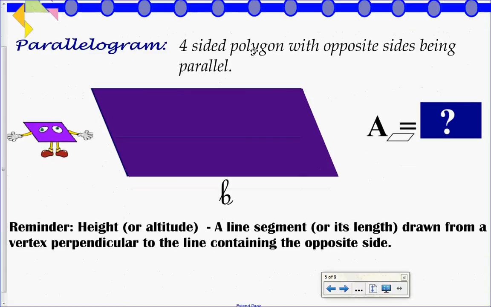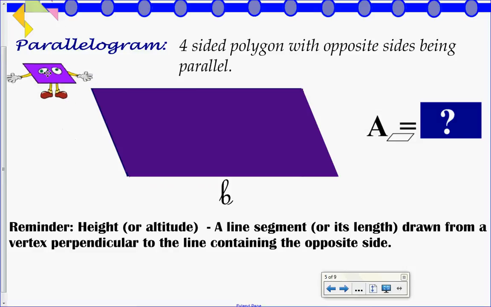Parallelogram. A 4-sided polygon with opposite sides being parallel. All right, so that's a parallelogram. Well, now this guy's all slanty. So remember, we can't use height times base because this slanted measurement is not the height. Height, or altitude, has to be drawn from the vertex perpendicular to the line containing the opposite side.